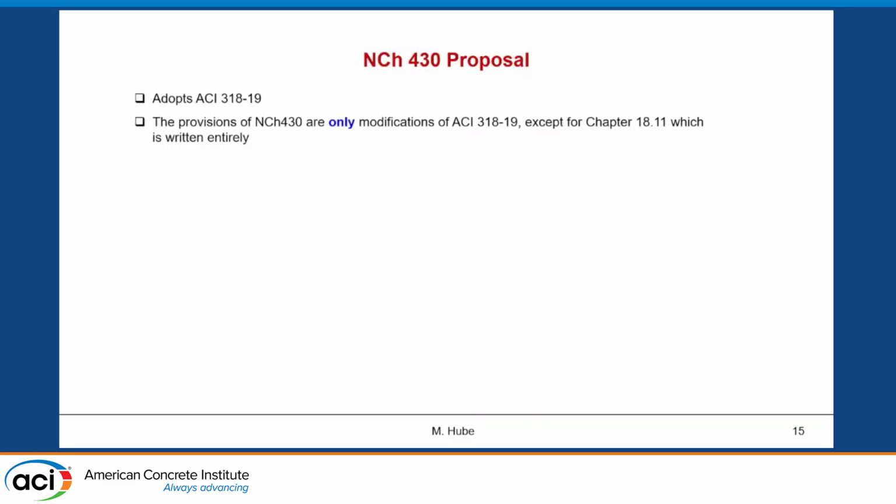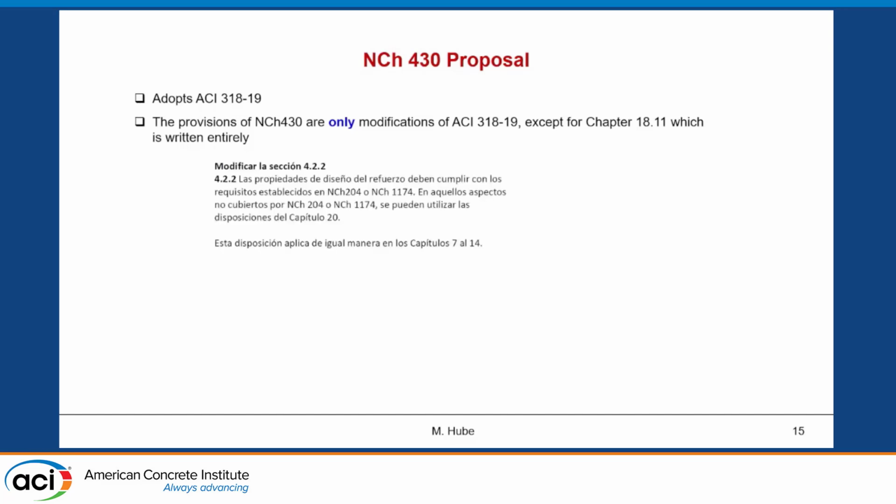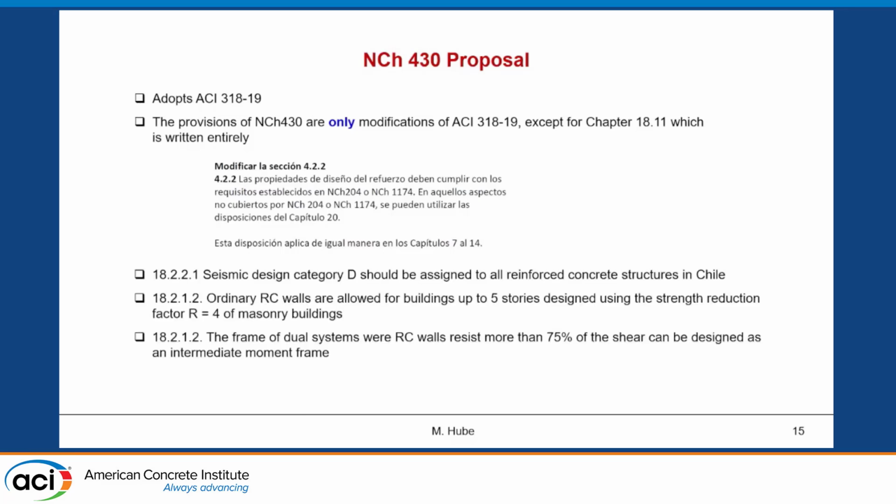All right, so now we're working on the reinforced concrete code proposal, and it's not a very long document because it's going to adopt ACI 318-19, but with modifications. So it's a short document. It says, use 318-19, but with these changes. For example, this is one example: modify 4.2.2 with this text. So it just points out what the differences are with 318.